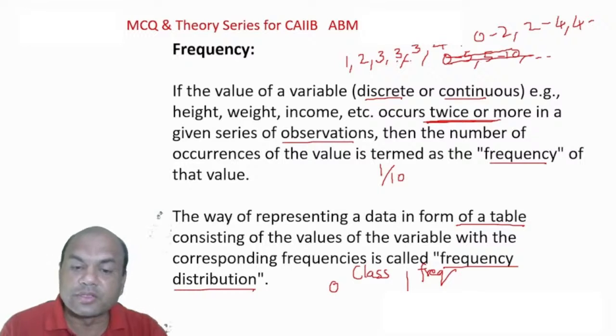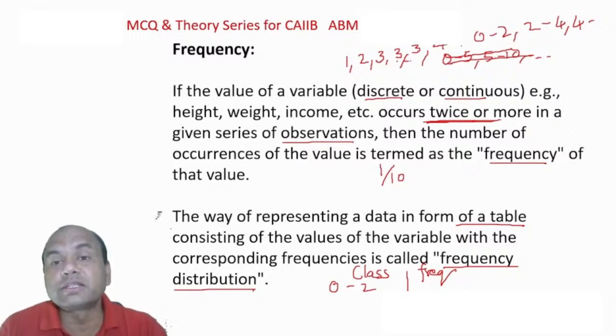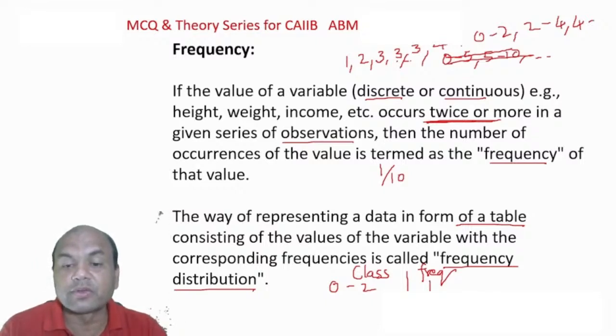So 0 to 2, how many are there from 0 to 2? Now remember, 0 to 2 means what? Will 2 be considered in this? No, 2 will be in the next class. 0 to 2 means less than 2. So here the frequency is 1 only.